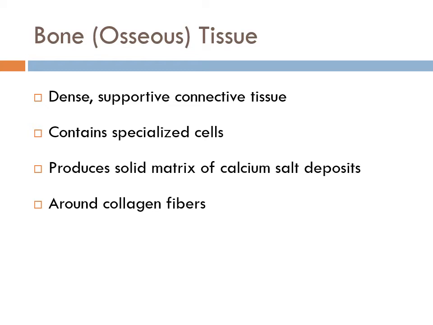It produces a solid matrix of calcium salt deposits. So osseous tissue is different from other tissues in that it is very solid. And then the calcium salts are wrapped around collagen fibers. So there are still a lot of collagen fibers. It's about 1/3 collagen fibers and 2/3 calcium salt deposits that makes up bone.